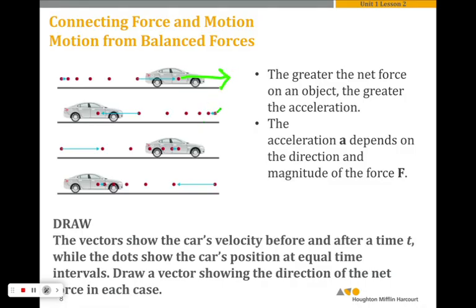Now the car started here at a smaller acceleration that expands this way. So we can say the net force is in this direction. If the car started here and each vector at an equal time interval is decreasing, we can say the net force is in the negative direction.